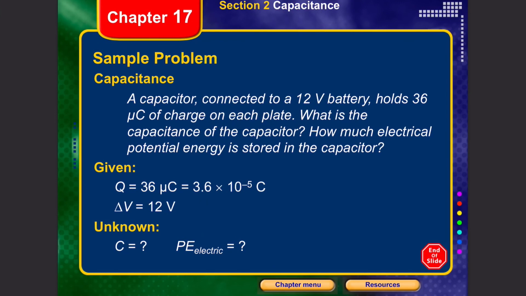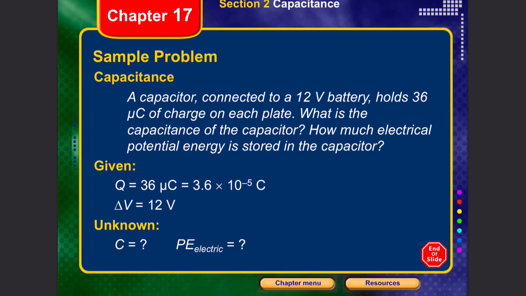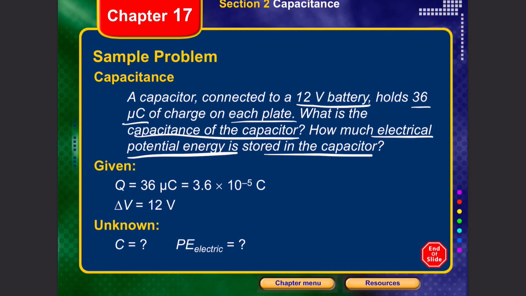Now let's try a problem and see if we can solve it. Let's see what is given in the data. A capacitor connected to a 12-volt battery holds 36 microcoulomb of charge on each plate. What is the capacitance of the capacitor and how much electrical potential energy is stored in the capacitor? So the given data: Q, which is 36 microcoulomb, can be written as 3.6 times 10 power negative 5 coulomb. The unknown values are the capacitance and the electrical potential energy.